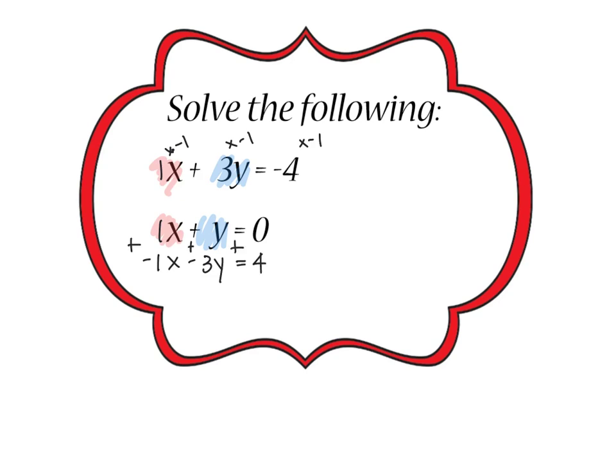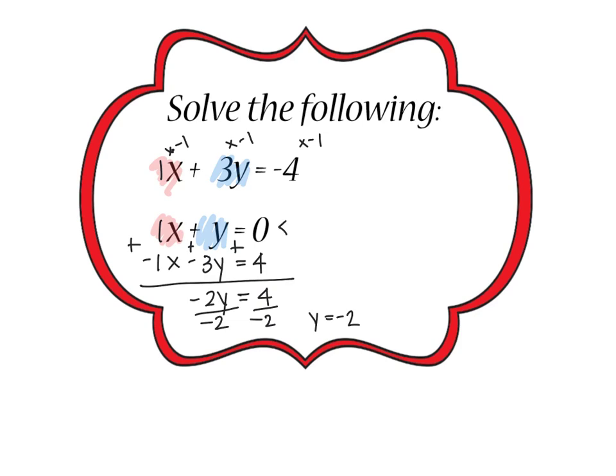And these are going to cancel out. So my x's are going to cancel. I have y minus 3y, so that's negative 2y. 0 plus 4 is 4. And if I divide both sides by negative 2, I get that y is negative 2.